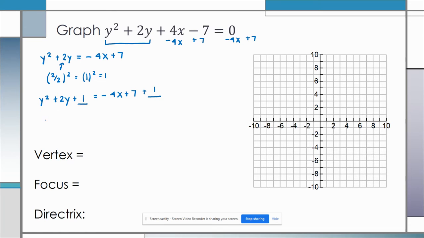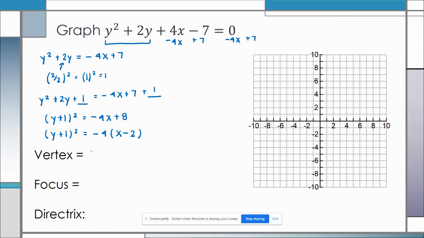So on the left, when I then go ahead and factor, this is going to turn into y plus 1 quantity squared. Notice that over here on the right, when I combine like terms, I'll have negative 4x plus 8. And so then the last step on the right is to factor out a GCF. So what do negative 4 and 8 have in common? Well, they have a negative 4 in common. So when I factor that out, that leaves you with an x minus 2 in parentheses. And now I have my standard form equation.